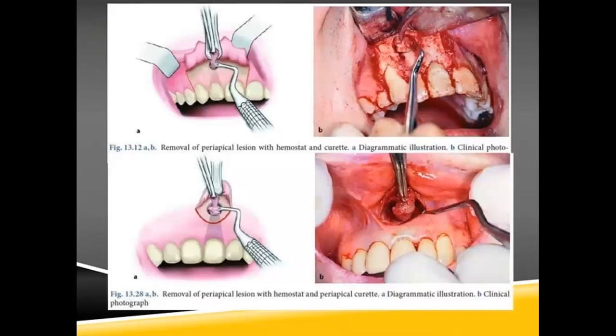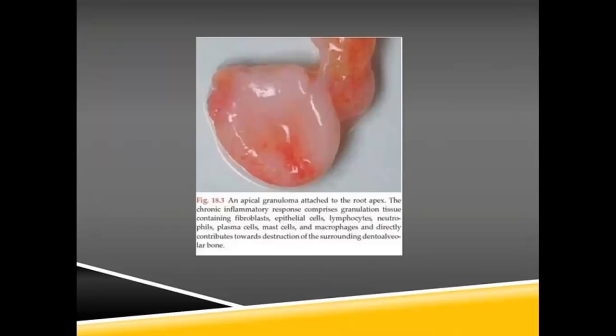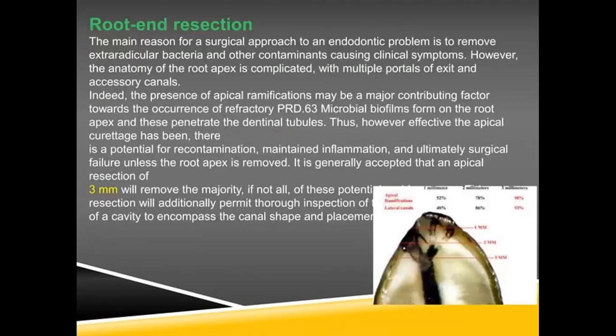Removal of the periapical lesion with the curette is shown in the figure. This is the periapical lesion which was found after the periapical curettage. Then root end resection is done.